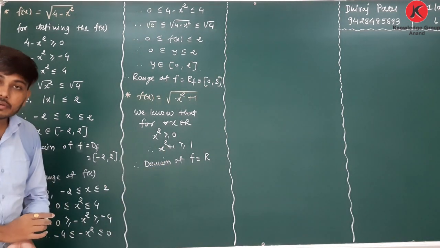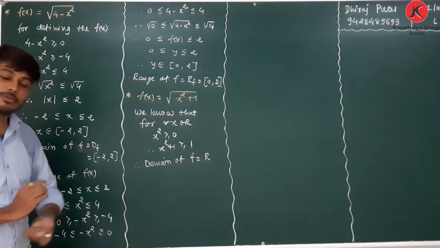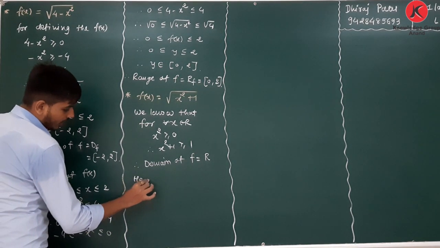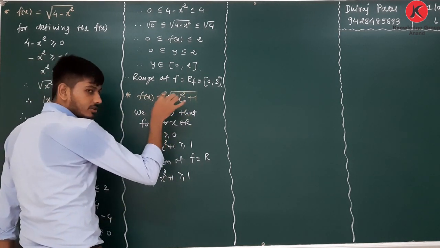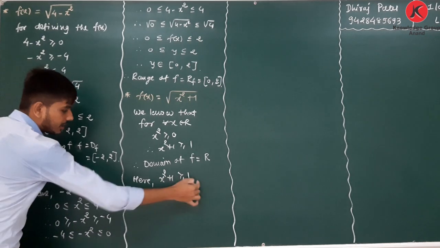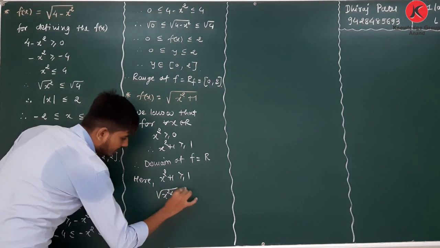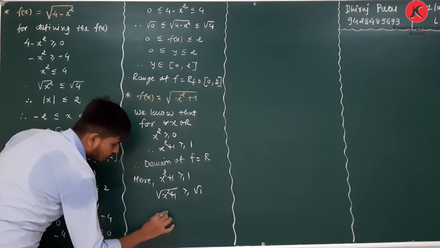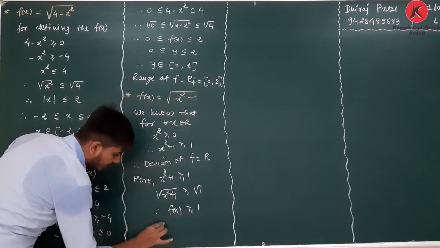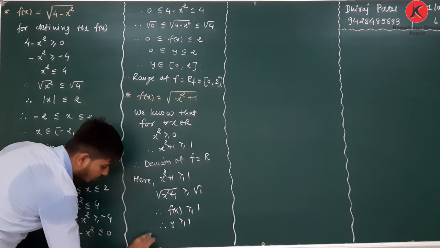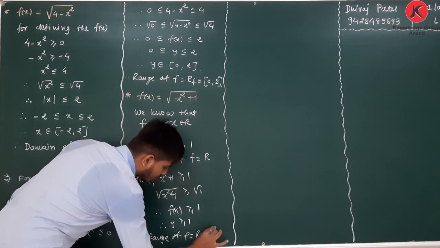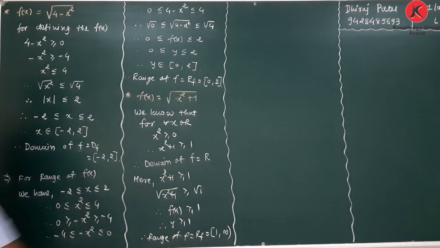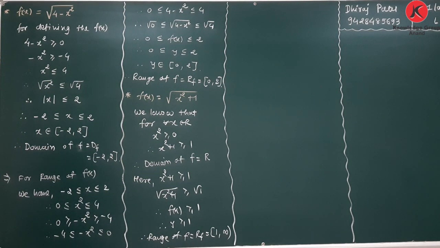Okay, now let's obtain the range. To obtain the range, you already have the conditions. Here x square plus 1 is greater than or equal to 1, and we want the range of under root x square plus 1. Taking the square root of both sides, under root x square plus 1 is greater than or equal to under root 1. Therefore f of x is greater than or equal to 1, which is y greater than or equal to 1. Therefore the range of f, denoted R of f, equals 1 to infinity, where 1 is included in the range. Okay, so this is how you can obtain the range.